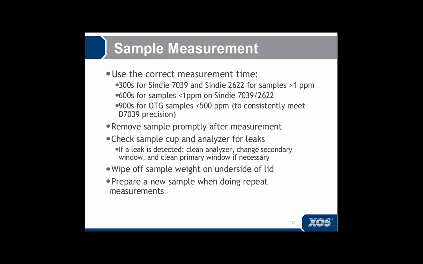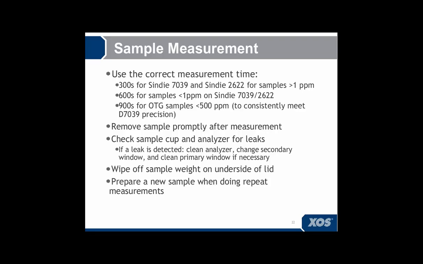So for a Gen 2 and Gen 3 Sindie 7039s and Sindie 2622s, samples that are above 1 ppm, measure for 300 seconds. If you're measuring less than 1 ppm, we actually recommend that you do a 600-second measurement. And then finally, if you have an OTG, you're going to want to measure samples for 900 seconds if they're less than 500 ppm, and you're going to do this to consistently meet the D7039 precision.